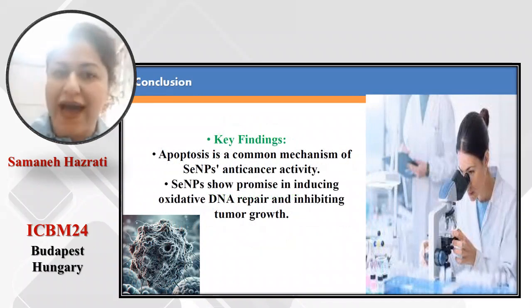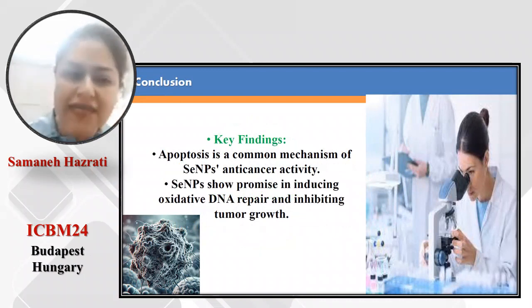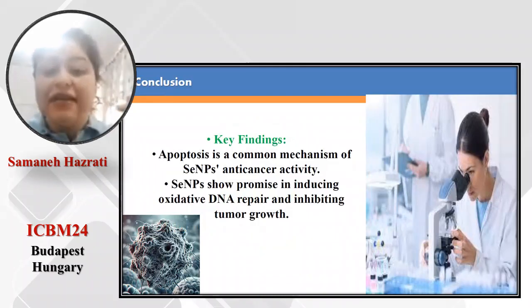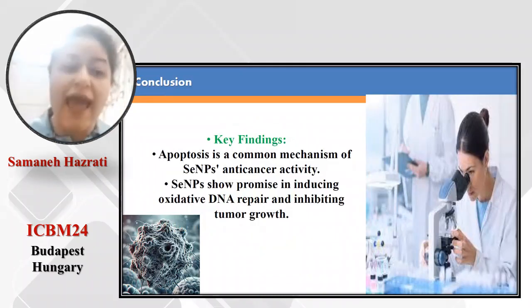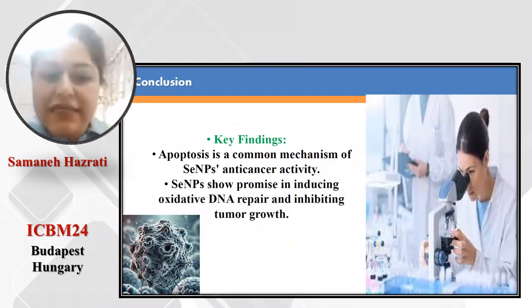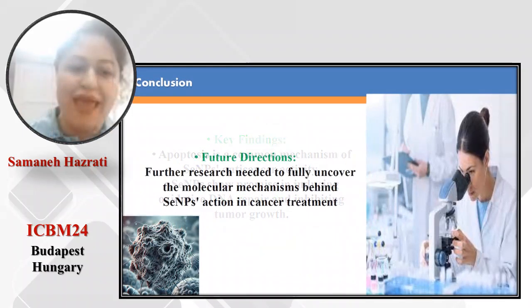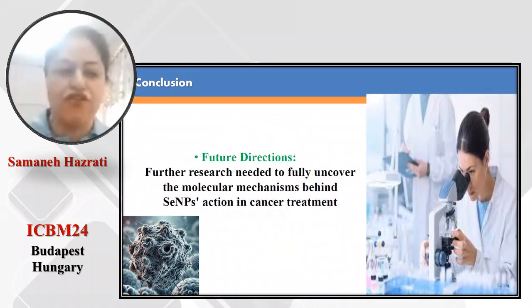Finally, to conclude, selenium nanoparticles demonstrate significant potential in cancer treatment by promoting apoptosis, enhancing antioxidant responses, and inhibiting tumor growth. Their selective action in breast cancer and ability to arrest the cell cycle in cervical cancer make them particularly promising. However, additional research is needed to explore other molecular mechanisms at play and validate their effectiveness through clinical studies.